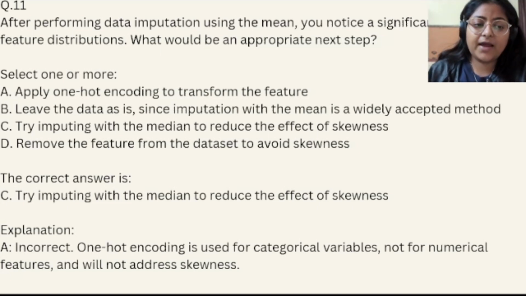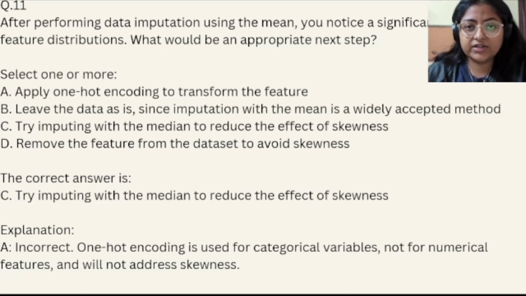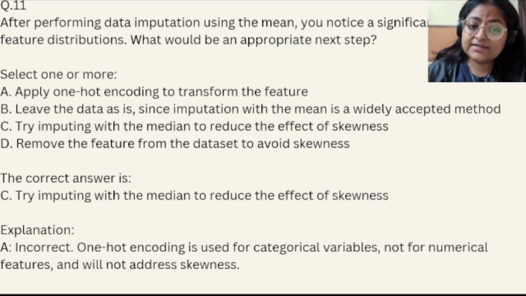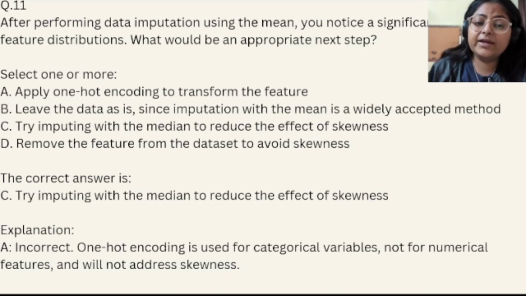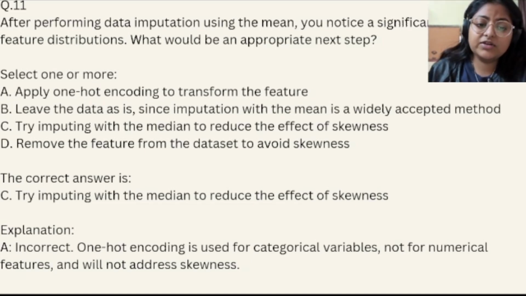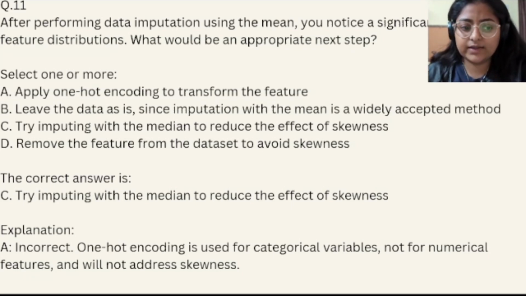Option A is apply one hot encoding to transform the feature. Option B is leave the data as is, since imputation with the mean is a widely accepted method. Option C is try imputing with the median to reduce the effect of skewness. And option D is remove the feature from the dataset to avoid skewness.